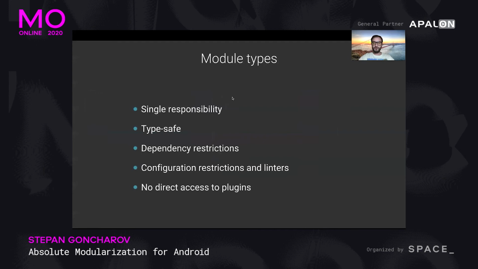So to sum it up, the aim here is to introduce some abstractions which would force you to use single responsibility, would be type safe, introduce some dependency restrictions, and also different types of restrictions. Like for the module with resources, there is no reason for having any code in there. The same way for the other modules, if you already have the separate type for resources, there is no reason to have resources in the feature module because you are forced to extract it separately. And no direct access to plugins, which is a good thing, but of course there is some work to do to actually introduce some way to have access if you really need it.